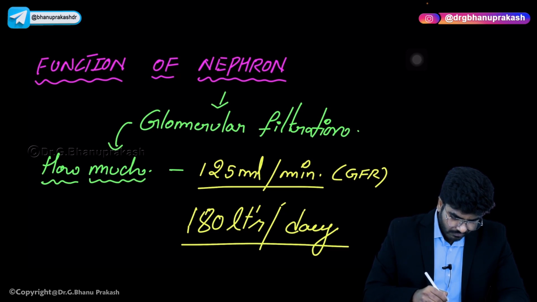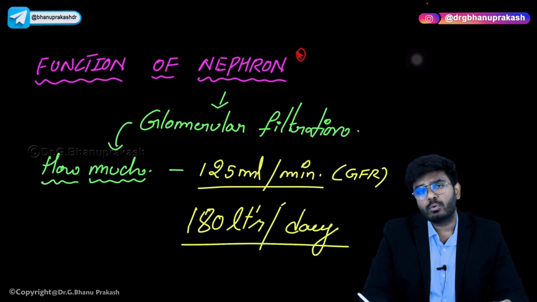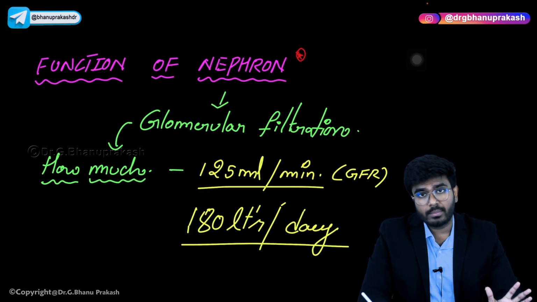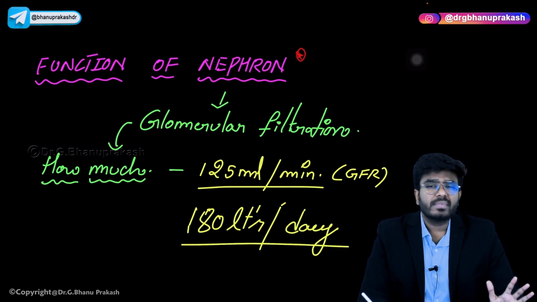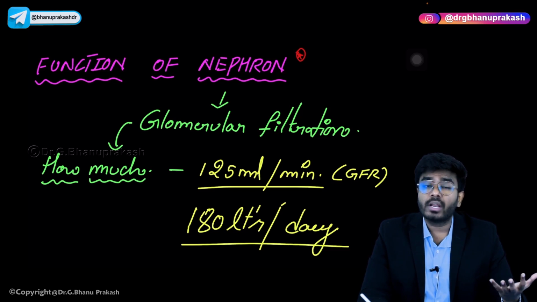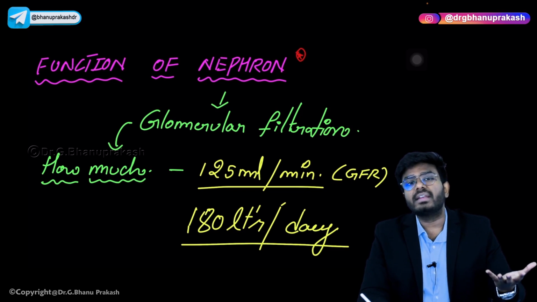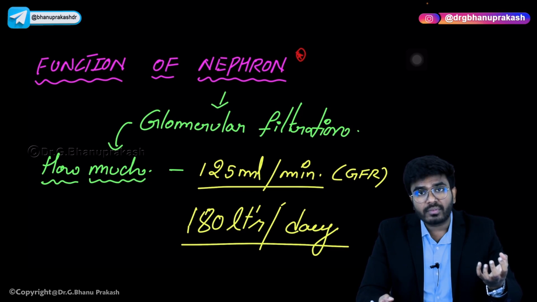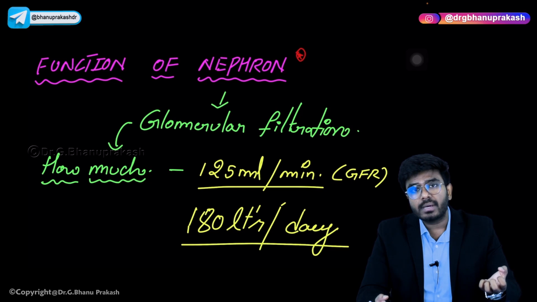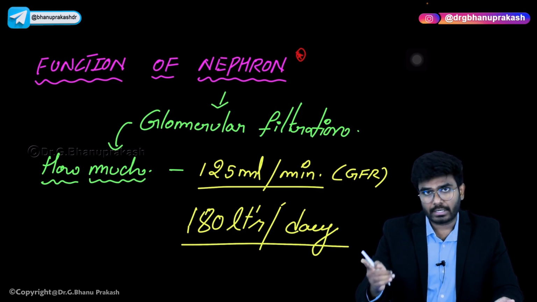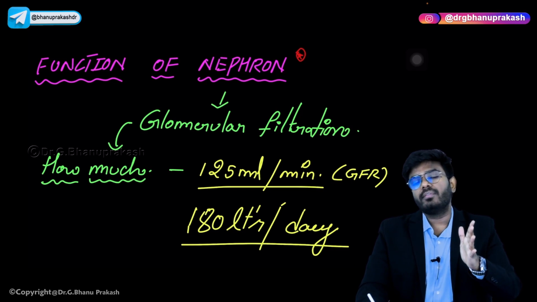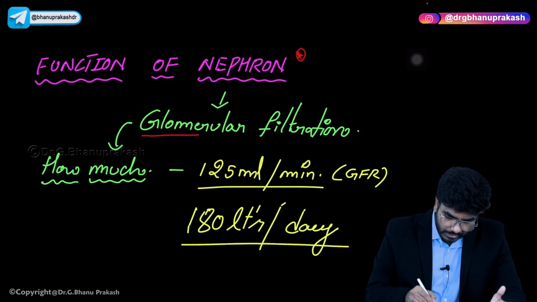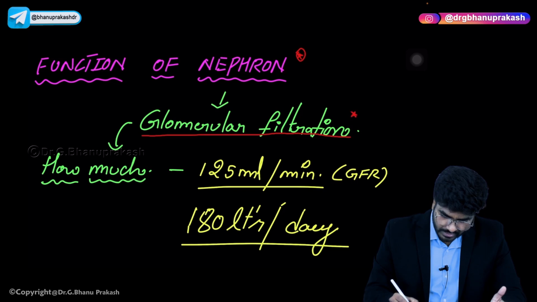Now let's see the function of a nephron. We have already seen most of the nephrons are cortical nephrons, accounting for almost 80 to 85% of the number. Now, what is the function of a nephron? Simple, it is urine formation. How are they going to achieve that? By glomerular filtration. At the level of the glomerulus, filtration should happen. Plasma should be filtered, and from that plasma, waste products need to be excreted out. First, glomerular filtration should happen. This is the function of a nephron.